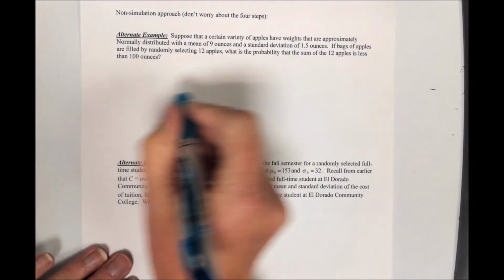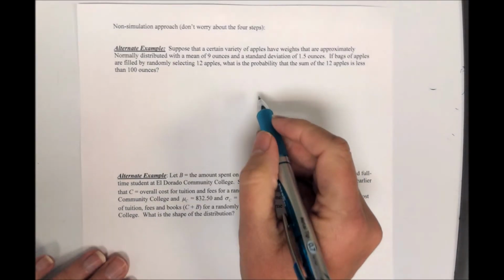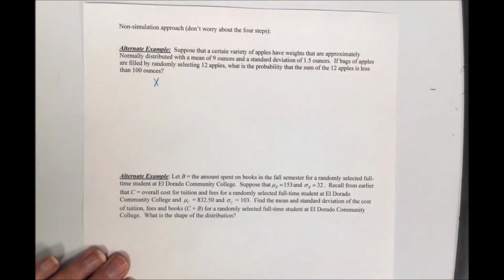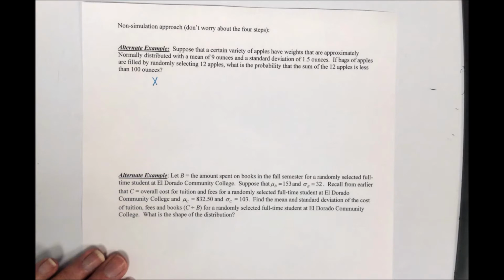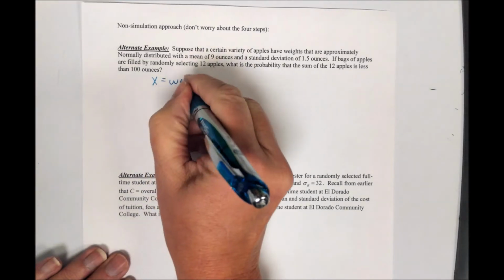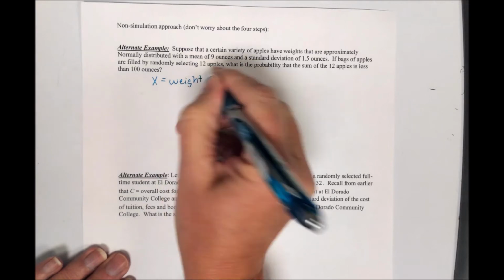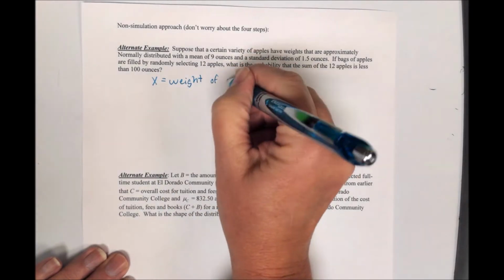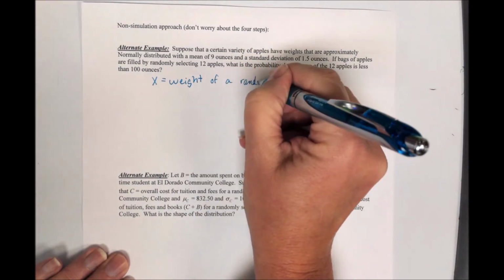So the first thing I need to do is define my random variable, and I usually will start with x if nothing else is taken. So I'm going to let x equal the weight of a randomly selected apple.